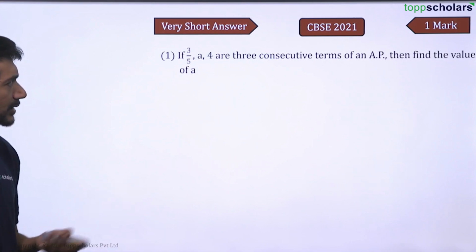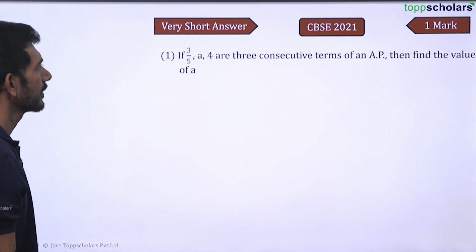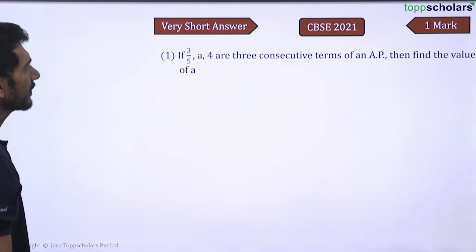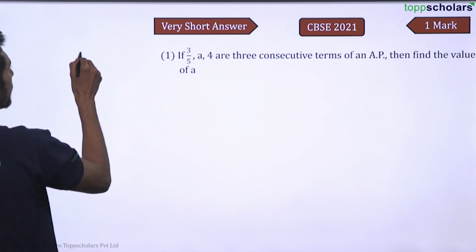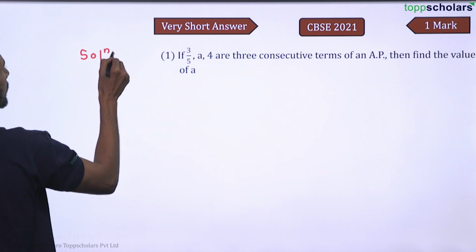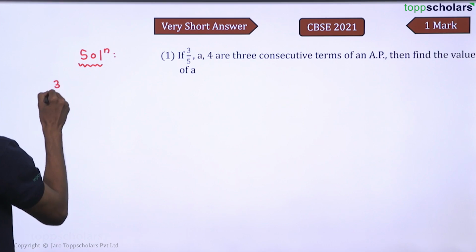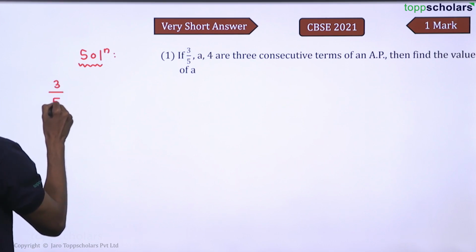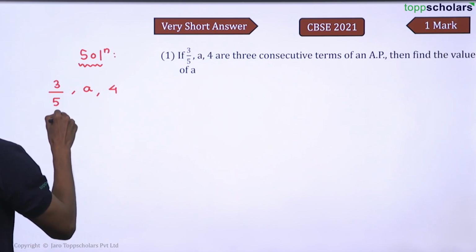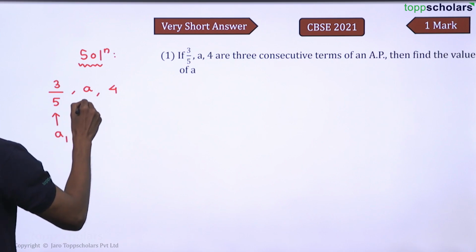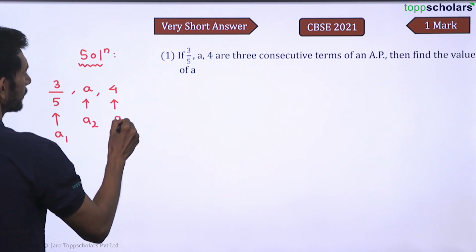Let's have a look at a simple question now. In CBSE 2021, this was asked for 1 mark. If 3 by 5, A and 4 are three consecutive terms of AP, then find the value of A. Now this is a very simple question, isn't it? So what do we have? We have three numbers. We have 3 by 5, then we have A, then we have 4. So can I say 3 by 5 is nothing but your A1, A is nothing but A2, and 4 is nothing but A3.